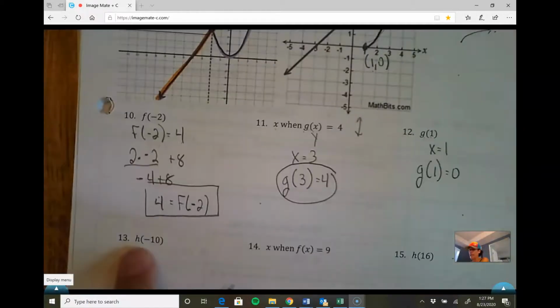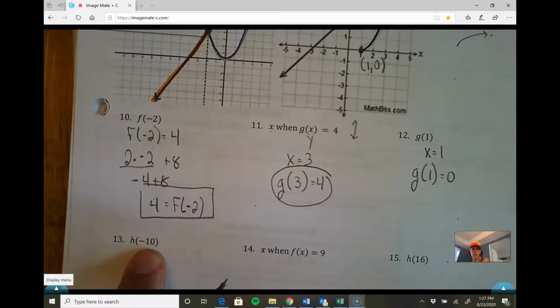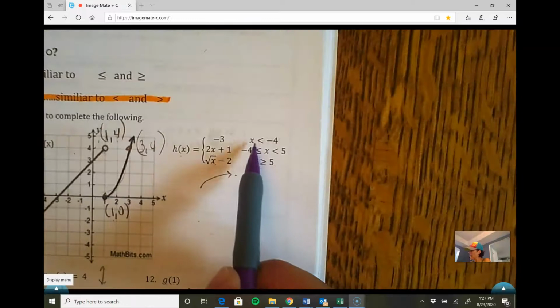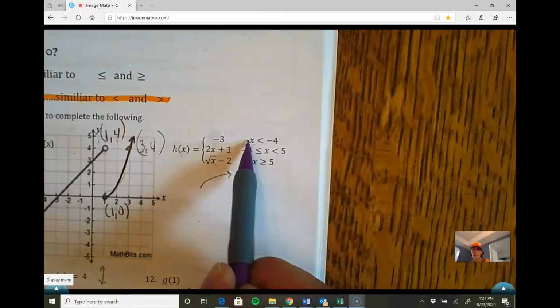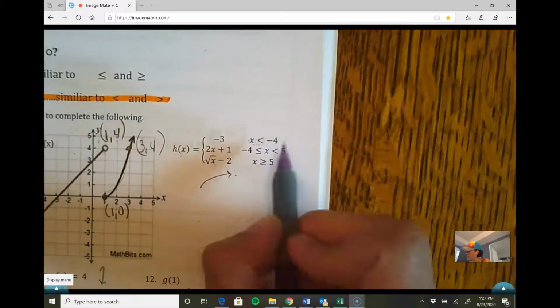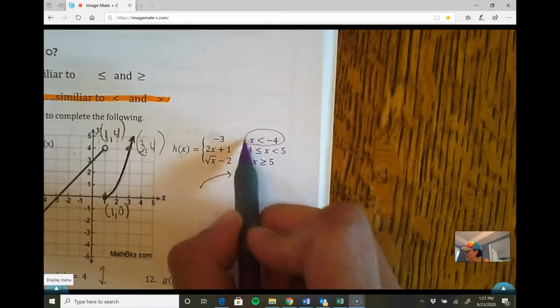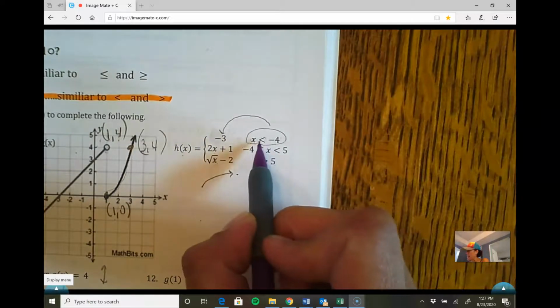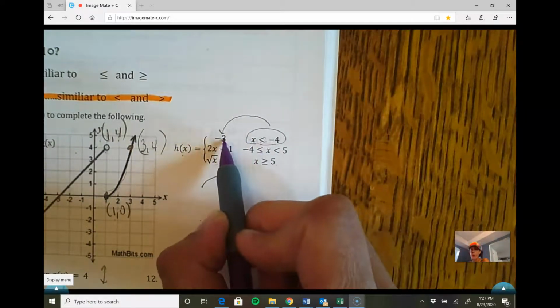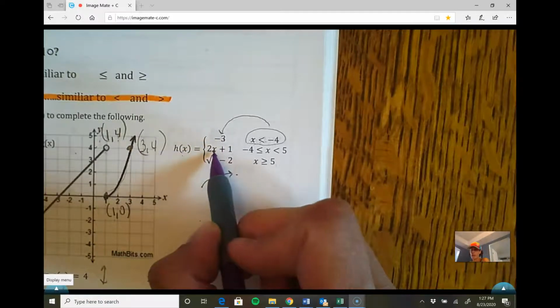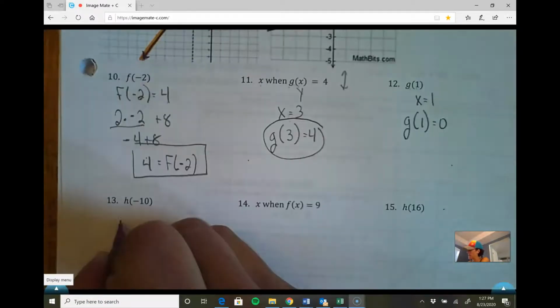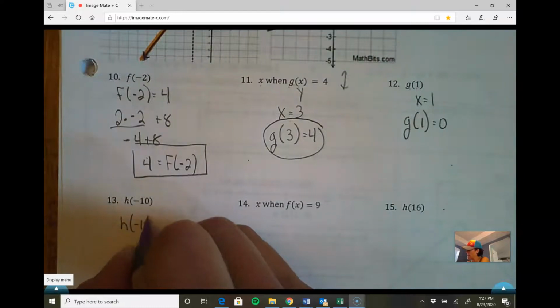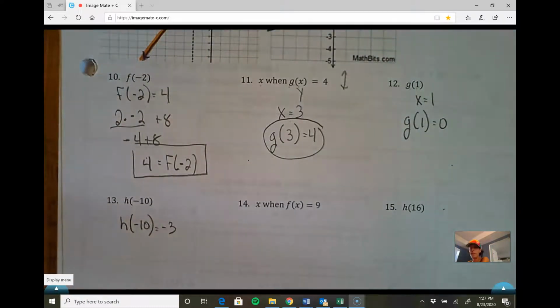All right, 13, I'm going to use h of x, and I should look to use the function where x is negative 10. So negative 10 falls in right here. Negative 10 is less than negative 4. And so based on this, I actually don't even have to use any math. This is saying when x is negative 10, my answer, no matter what, will always be negative 3. I don't have to plug it in here and do the order of operations. So the function, when x is negative 10, I get negative 3.